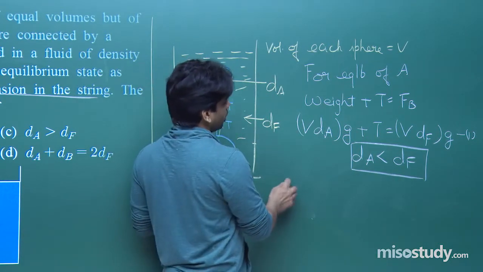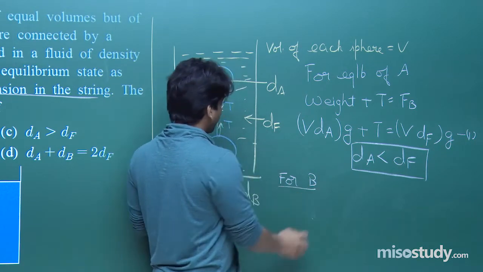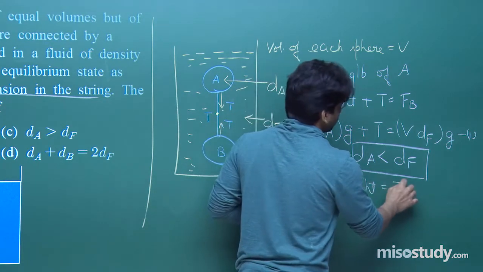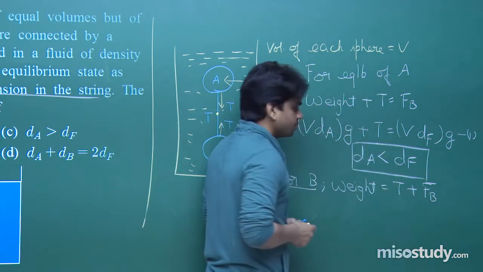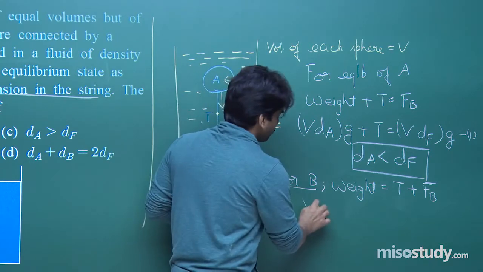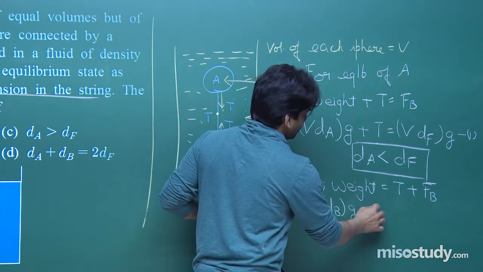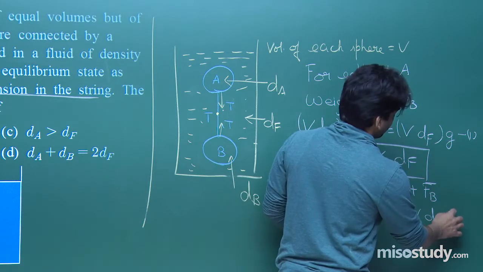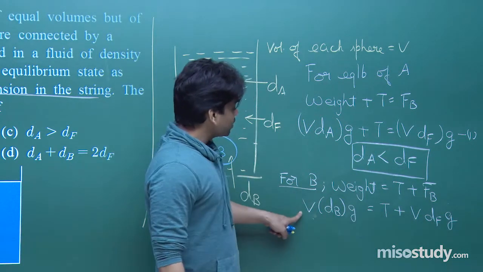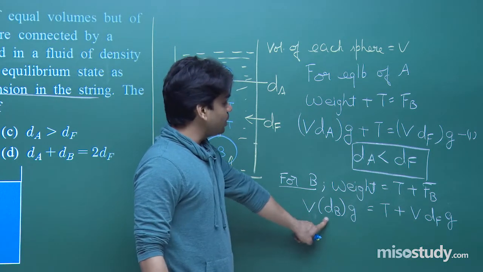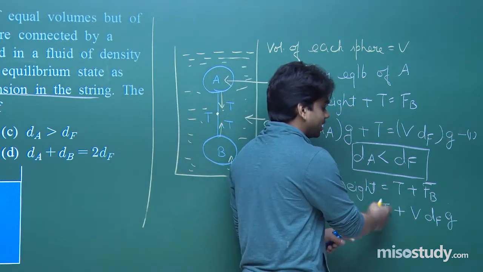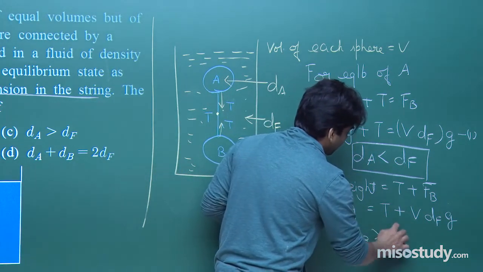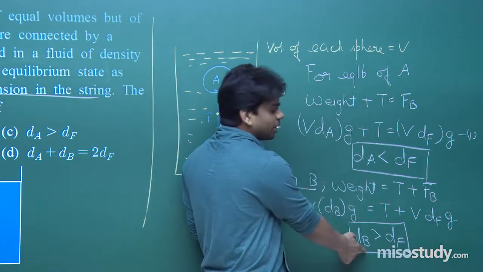For the second sphere, for B, we can write its weight is equal to tension plus buoyant force. Weight is volume into its density into gravity, which equals tension plus buoyant force, volume into density of fluid into gravity. Clearly we can make out that dB will be greater than dF, because tension is a positive value and V and g are the same here. This is the second conclusion.